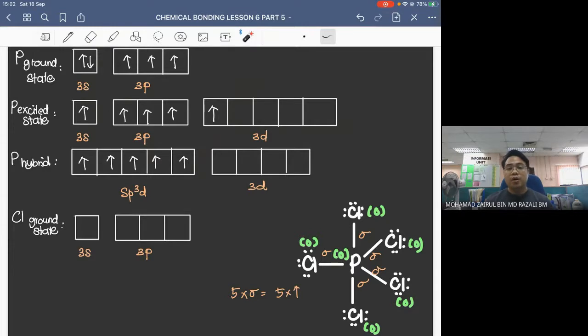So for the chlorine, chlorine ini ada formal charge equal to 0. That means there's no addition or removal of electrons. So the chlorine ground state ini akan ada 7 valence electrons. 2 of the valence electrons will occupy 3s and 5 of the valence electrons will occupy the 3p orbital. So now we can draw the orbital overlapping diagram for the PCl5.